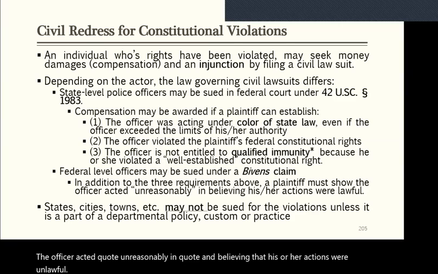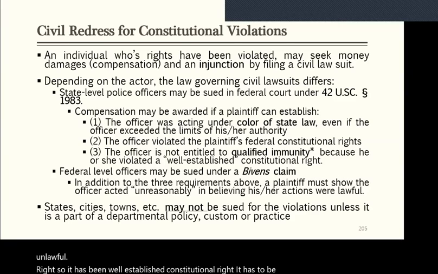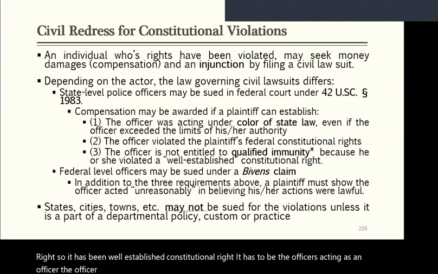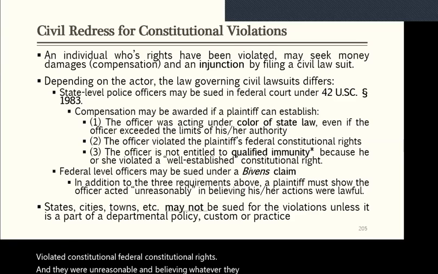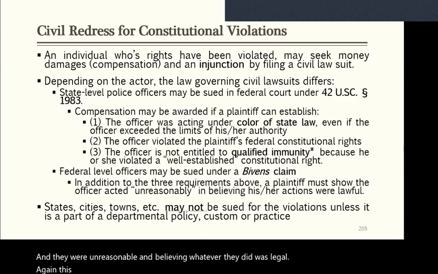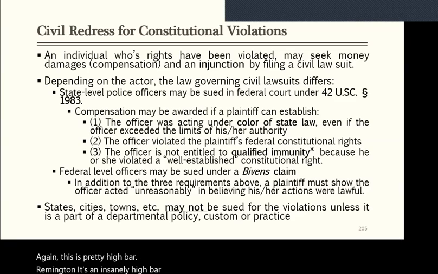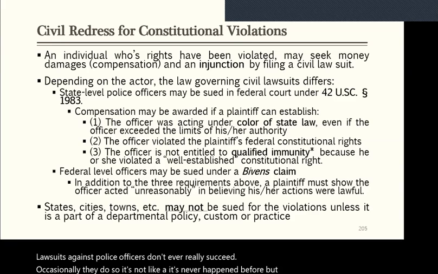Right, so it has to be a well-established constitutional right. The officer is acting as an officer. The officer violated federal constitutional rights, and they were unreasonable in believing whatever they did was legal. Again, this is a pretty high bar. I mean, it's an insanely high bar, right? So lawsuits against police officers don't ever really succeed. Occasionally they do, so it's not like it's never happened before, but very, very rarely.